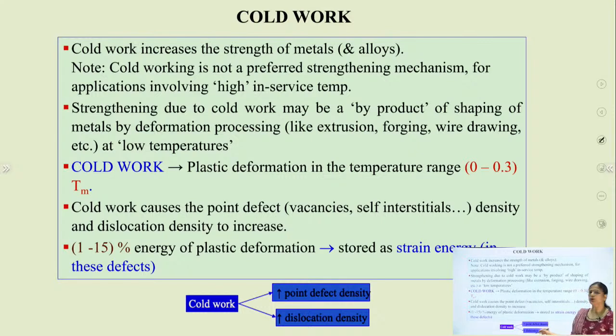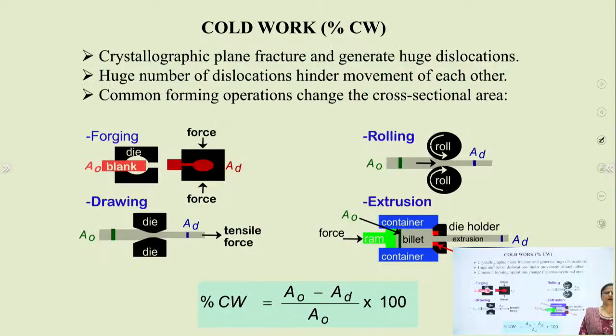So what happens during cold working? Point defect density increases and dislocation density increases. And during cold working, crystallographic planes fracture, which generates huge dislocations. When the dislocation density becomes large enough, it causes dislocation hindrance. The dislocations hinder the movement of each other and strengthen the material. Common forming operations change the cross-sectional area due to the plastic deformation.